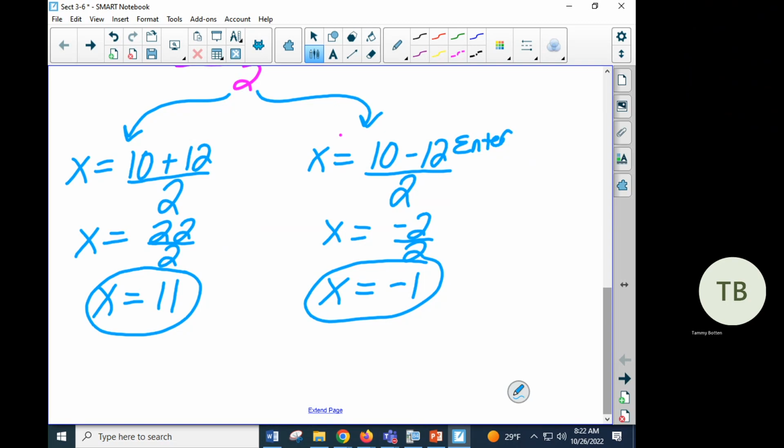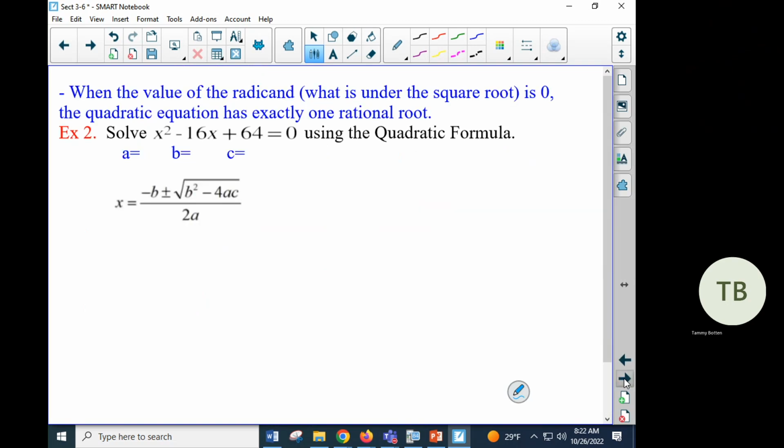or you could put this in parentheses. Okay. When you get whole numbers for your answer, that means you could have factored the equation. Okay. And you're going to see today, you don't always get that. But if you do, that means you could have factored it. All right. So let's go to this page.